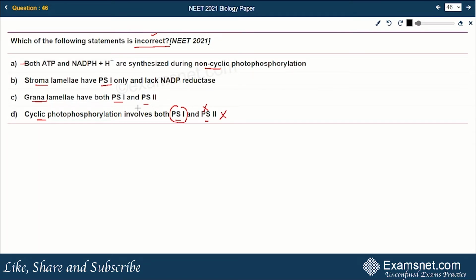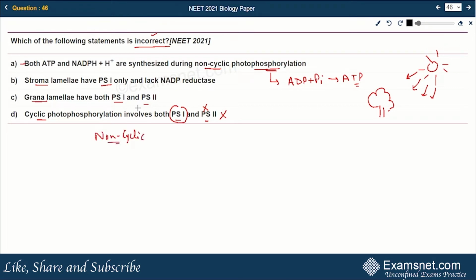Let's see how. We know that photophosphorylation is the process of ATP formation from ADP and inorganic phosphate, right? Now this ATP is synthesized by the plants using the radiant energy absorbed during the photosynthesis, okay? Now, photophosphorylation can be of two types. It can be a non-cyclic photophosphorylation or it can be a cyclic photophosphorylation.